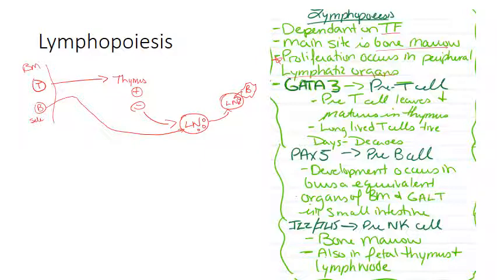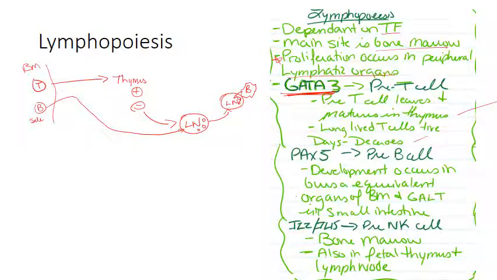So let's talk about in the bone marrow when we undergo the initial, do we do a B, a T, or an NK cell? Well, pre-Ts are always made by the influence of the cytokine GATA3, G-A-T-A-3. And the pre-T cell leaves and matures in the thymus. Once it becomes a pre-T cell from the cytokine interaction with the hematopoietic stem cell and the common lymphoid progenitor cell, it goes to the thymus, and this we have long-lived T cells, and they live from days to decades.